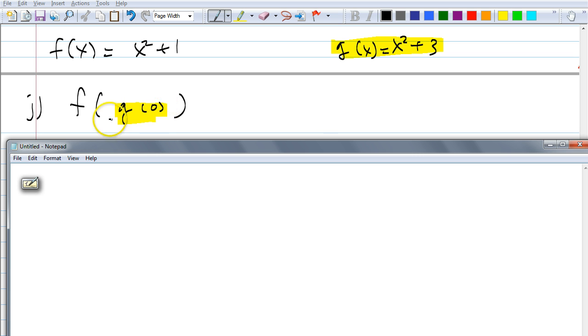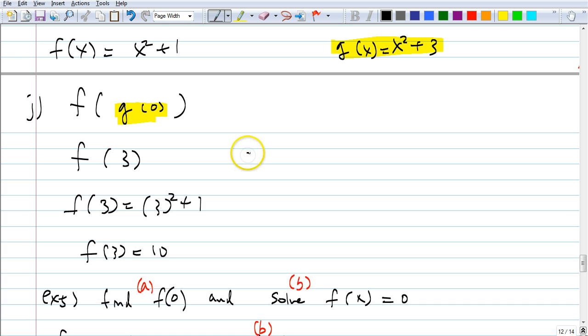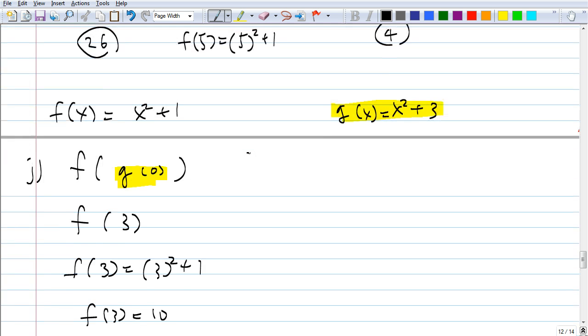Now, what does g of 0 mean? It gives you a number. It gives you the y value when I plug in x equals 0, right? What do I get, guys, when I plug in 0? 3, right? Because 0 squared plus 3 is 3. So basically, I'm asking for f of 3, am I not? Do we know how to find f of 3, guys? What is it? 10. Okay. Any question? Does this make sense? Okay.